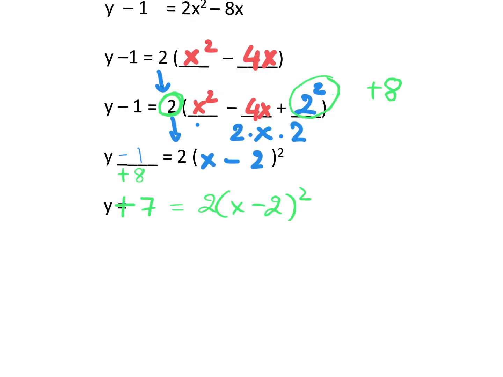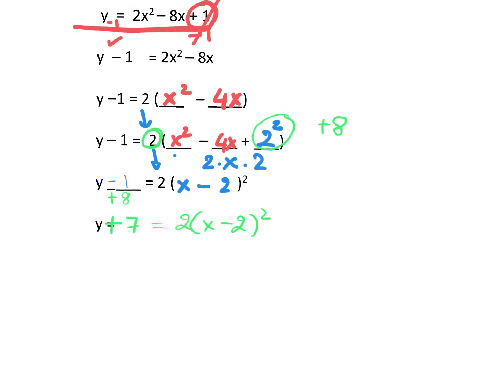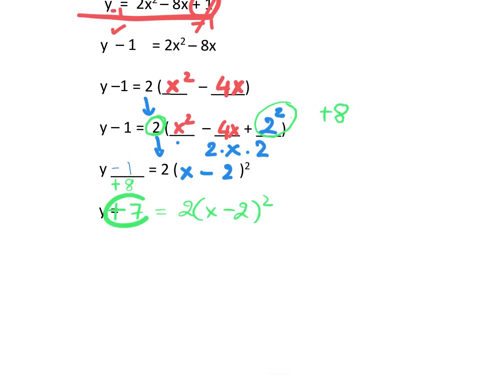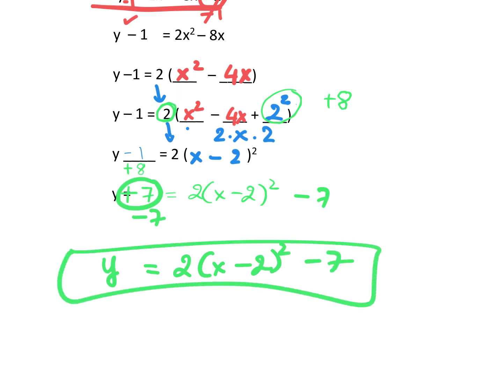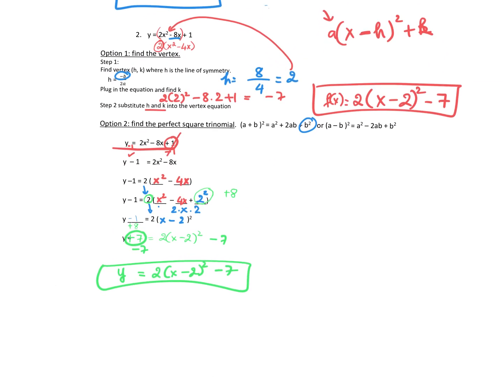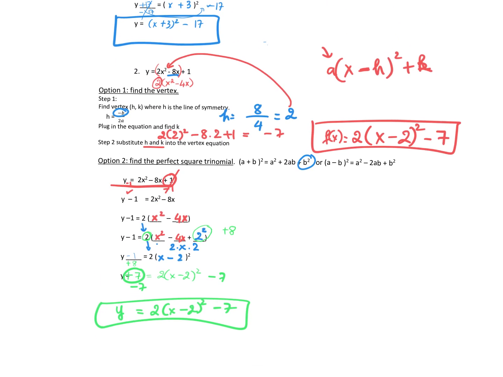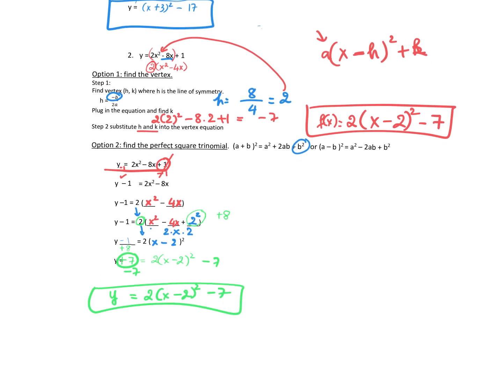So for your final vertex form, we need to bring this 7 to the right side. Then you will have y equals 2 times x minus 2 squared, minus 7. That is your vertex form. Let's check our work to see if it matches with the vertex form.